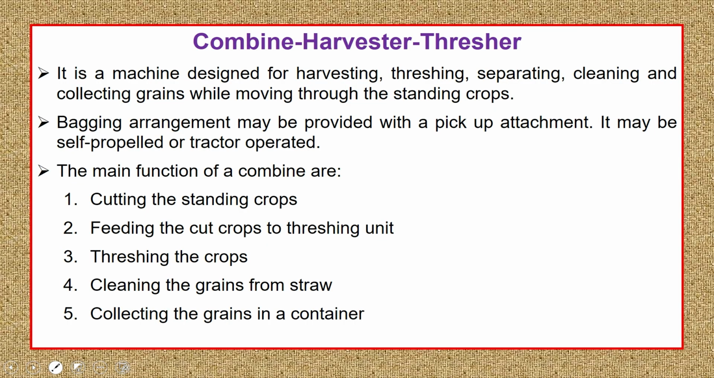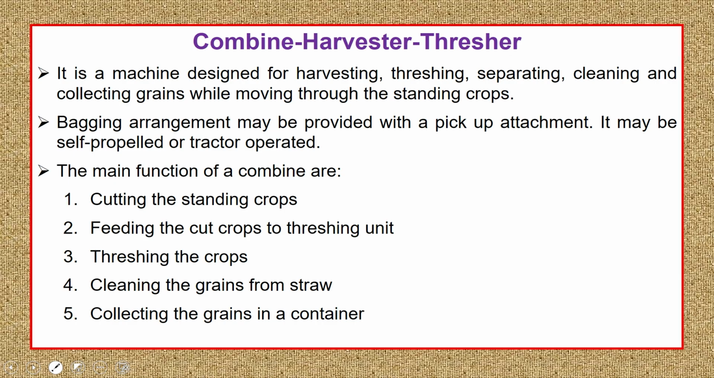The main functions of combines include cutting the standing crop as it moves through the crop field. Then the cut crop will be fed into the threshing unit, where the threshing will take place. Once the threshing is done, cleaning and separation of the crop will take place. Threshed grains along with fine dust and foreign matter are separated from the threshed large straw.